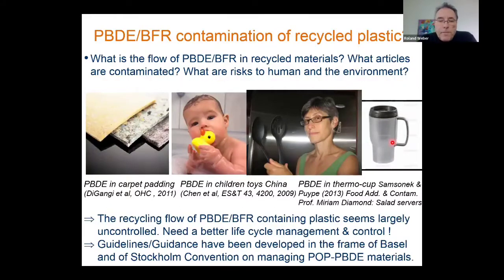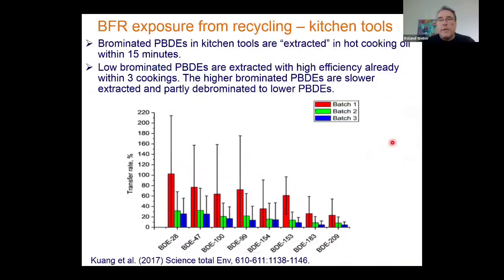So what we saw by this, and I am so happy that the PBDEs and some of the brominated flame retardants have been listed, is that the recycling flow of the PBDE and brominated flame retardant containing plastic seemed largely uncontrolled, and that we need a better life cycle management globally and control. Therefore, it is so important that we have these compounds in the Stockholm Convention. In the Stockholm and Basel Conventions, guidelines and guidances have been developed for the waste management, but also for the recycling and separation of these materials.